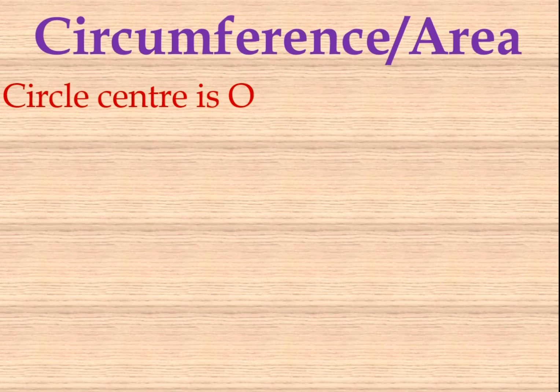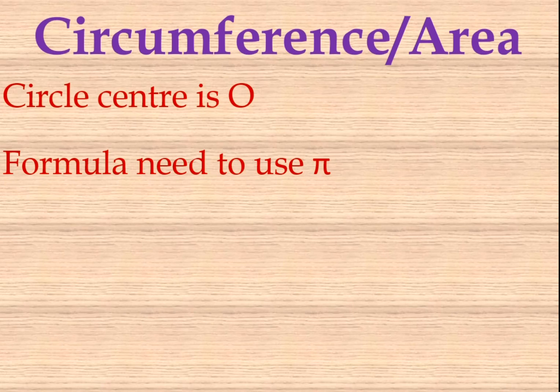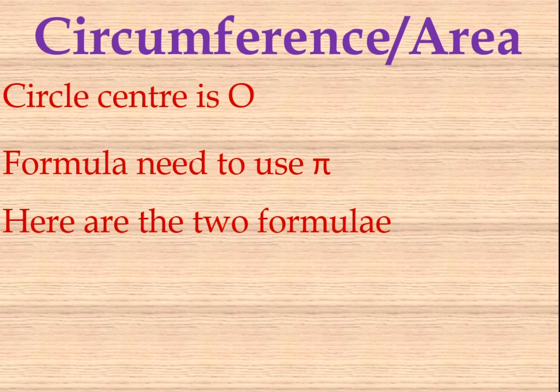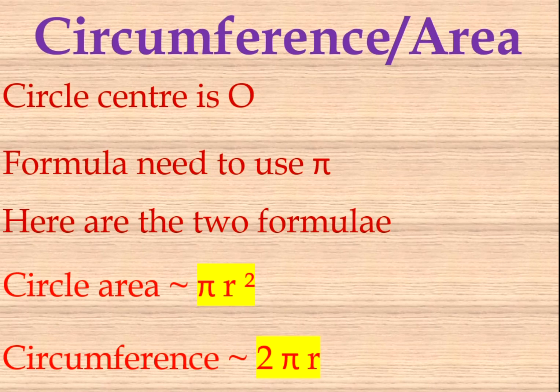Circle center is O. The formula needs to use pi. Here are two formulas. Circle area is pi r square, circumference is 2 pi r.